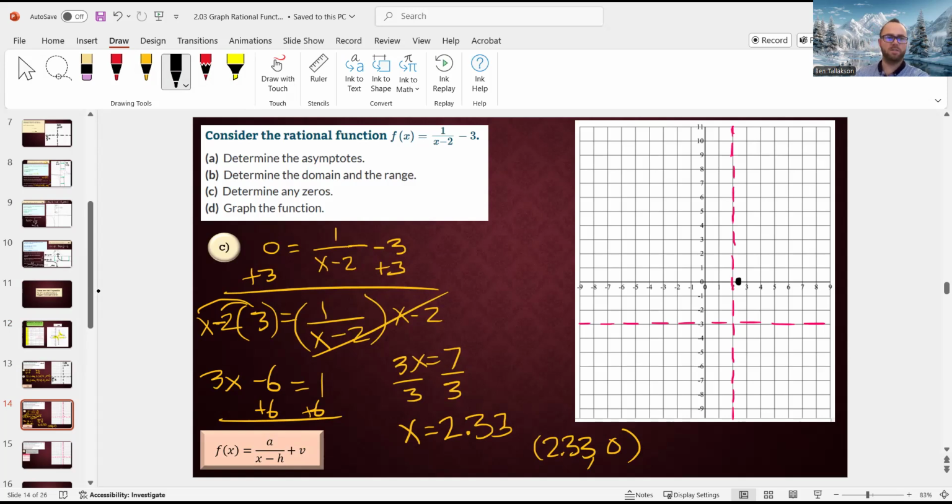What about a y-intercept? Well, I don't have enough space, so if you need to pause, pause now, because I'm going to erase this.